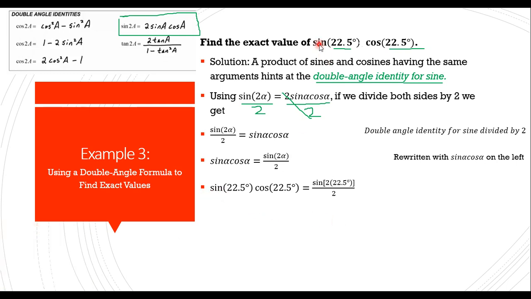So I have sine of 22.5 times cosine of 22.5 on the left, so that means my alpha is going to have to be 22.5, and this is sine of 2 times that angle measure, 22.5, over 2. Notice that I'm doing this special bracketing because this is 2 times an angle, so I need to perform 2 times that angle. And the reason why I wanted to do that is because it's special, right? Working with the right-hand side only, 2 times 22.5 is 45 degrees.